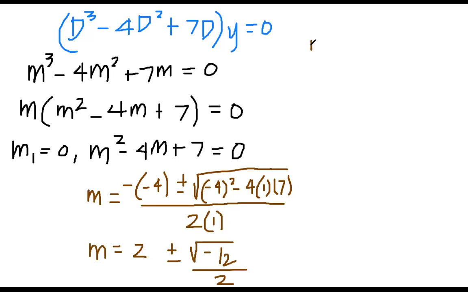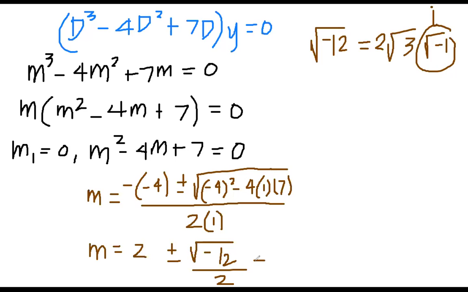Okay, so you know that the square root of negative 12 is equal to, you can factor out the square root of negative 1 times the square root of 12. The square root of negative 1 is equivalent to the imaginary unit i. Now, the square root of 12 is the square root of 4 times 3. So the square root of 4 is 2, so 2 square root of 3. Now, plugging it in here, you have the roots 2 plus or minus 2 square root of 3 i over 2. You can cancel 2. Okay, it has imaginary roots.